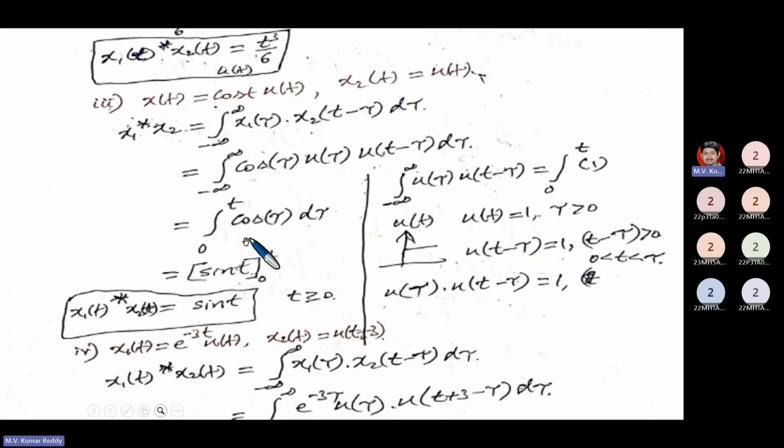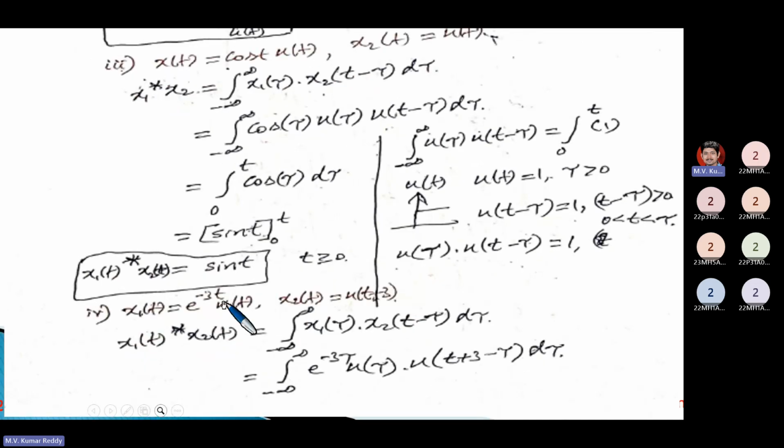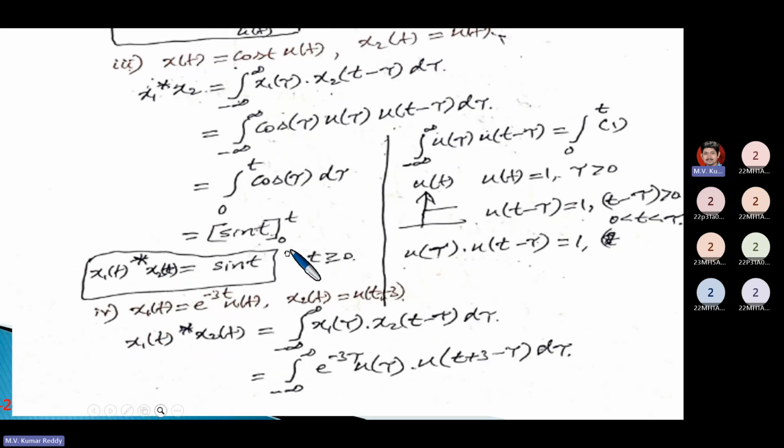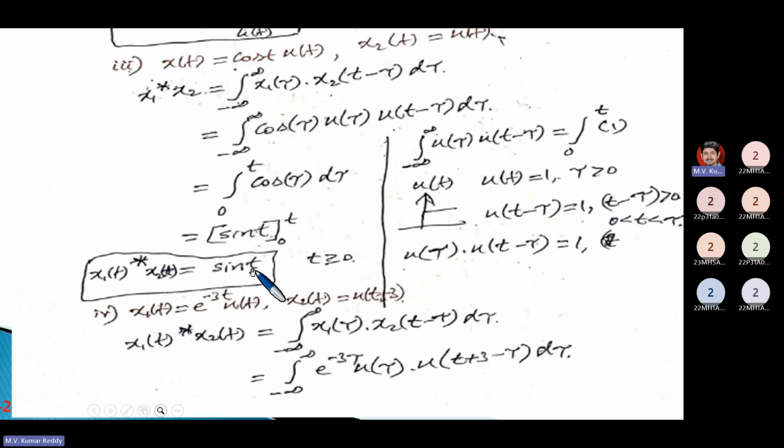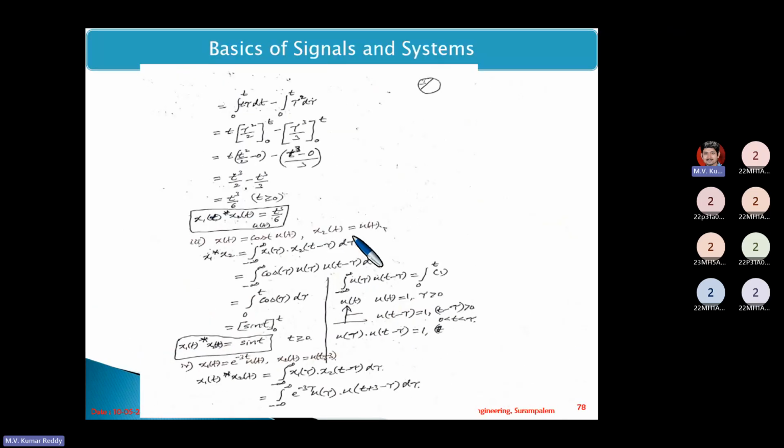So 0 to t. Here 1. What is the integration of cos t? Sin t, 0 to t. Here it is tau, sin tau. In place of tau, t: sin t minus sin 0. Sin 0 we already know is 0, so sin t. What do you have to write here? A mistake is there. What is the mistake? In place of sin t, you have to write sin t into u of t. This is model 4. Next, model 5.